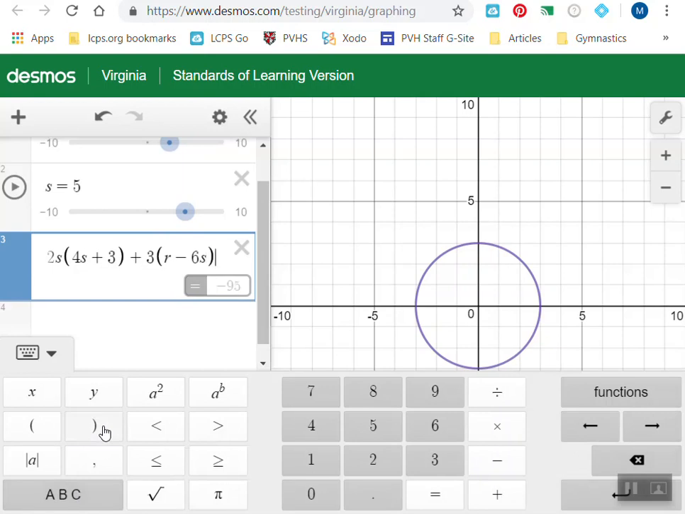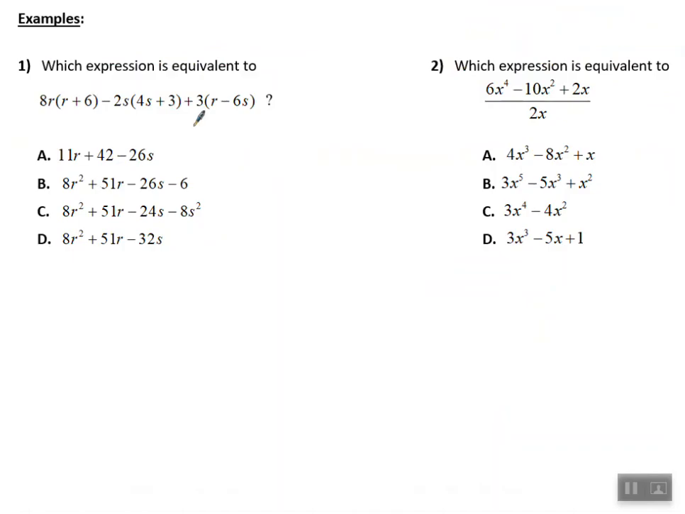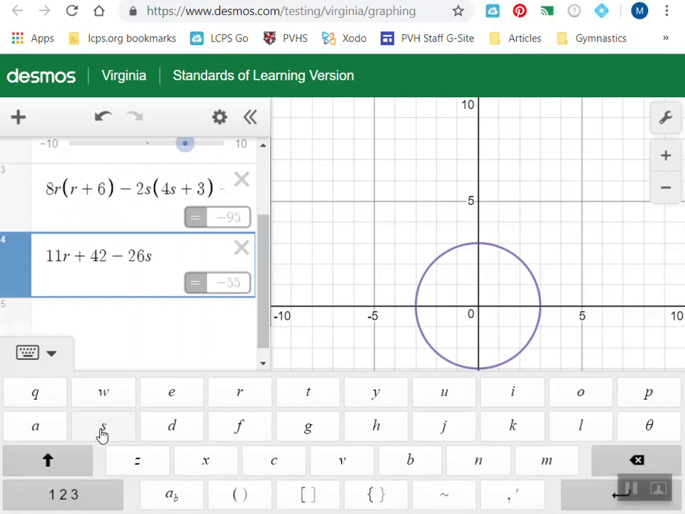Okay, and we can see that we end up with negative 95. So I'm going to go ahead and write that down. When I made r equal to 3 and s equal to 5, I got negative 95. So now I'm going to type in each of my answer choices. This expression, this expression, this expression, this expression. And I'm going to see what number I get for each of those options. When I type in the first option, I get negative 55.